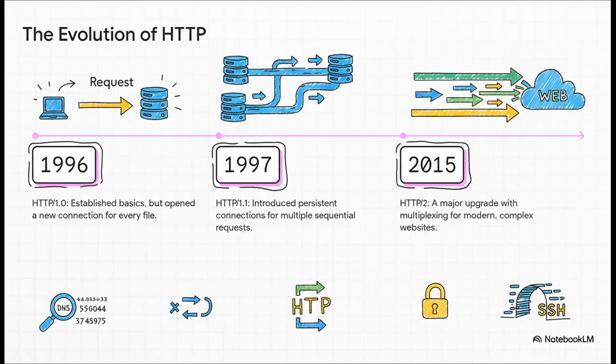But that conversation has gotten way more efficient over the years. Back in '96, the early web ran on HTTP/1.0, and it was painfully slow. Why? Because it had to open a brand new connection for every single file on a page.